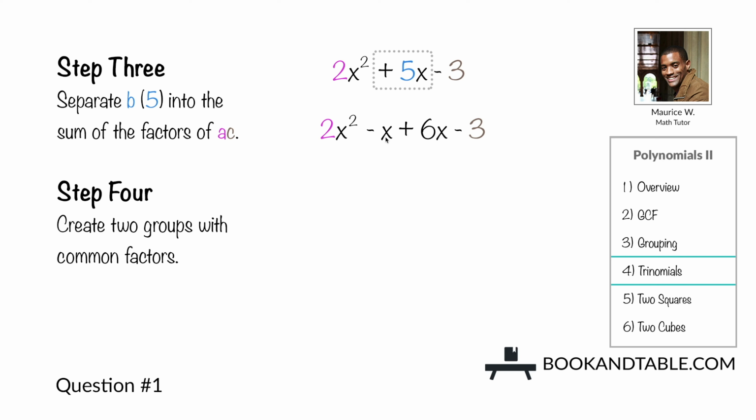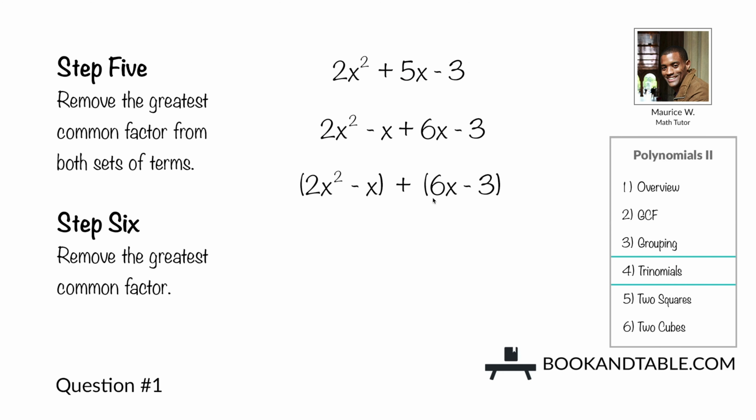These two terms have a common factor that can be removed, and these two terms have a common factor that can be removed. So we create two groups with common factors by putting parentheses around each set of pairs. And then step 5, we remove the greatest common factor from both sets of terms. This set, we can remove x, giving us x on the outside. And the second factor would be 2x squared divided by x, which is 2x. And negative x divided by x would give us negative 1. So 2x squared minus x is equal to x times 2x minus 1.